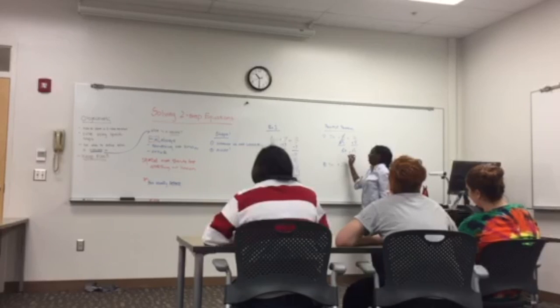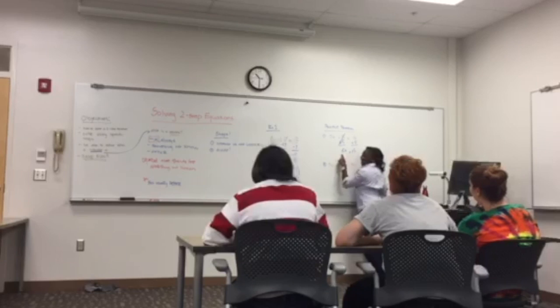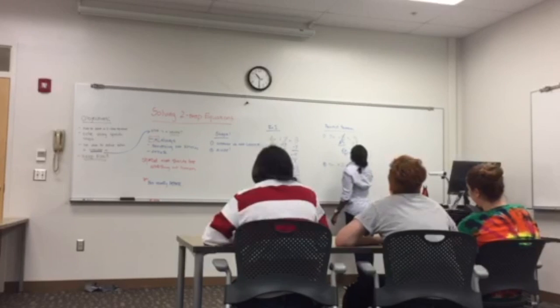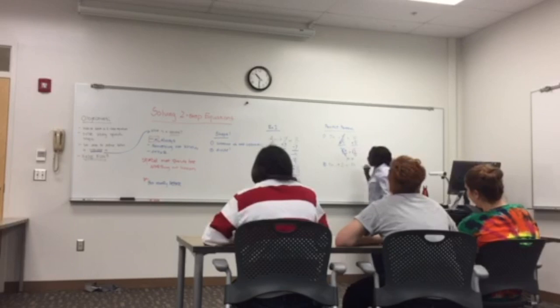And then what are we gonna do? Divide by x. Not divide by x, divide by 5. Exactly, divide by 5 on both sides, and x should equal 3. Very good, very good.